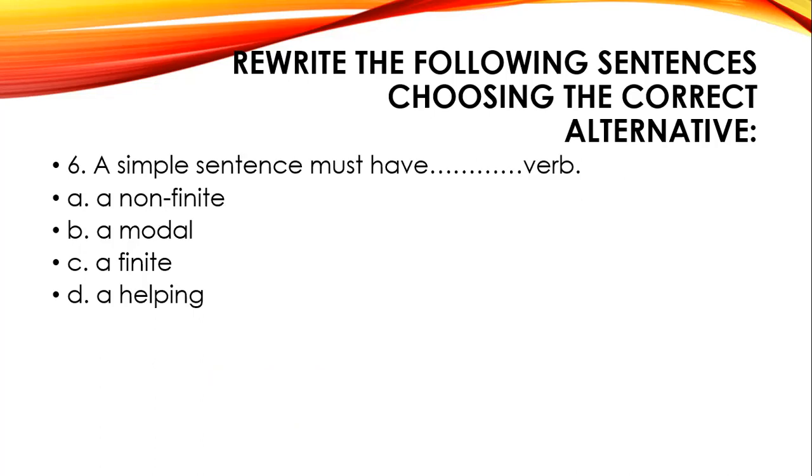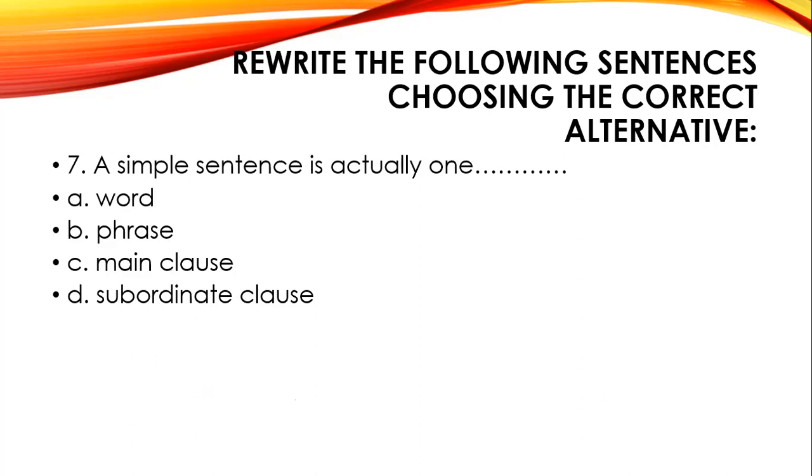Number 6, a simple sentence must have dash dash verb. Option A non-finite, option B a modal, option C a finite, and option D a helping. And the correct answer is option C a finite. A simple sentence must have a finite verb.